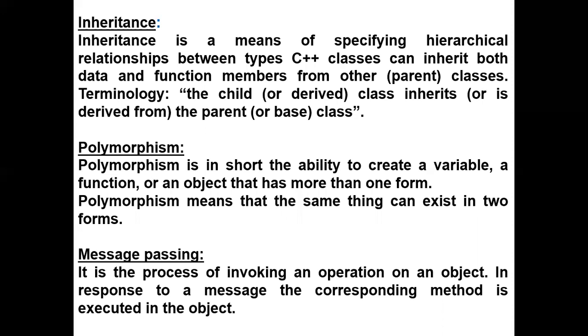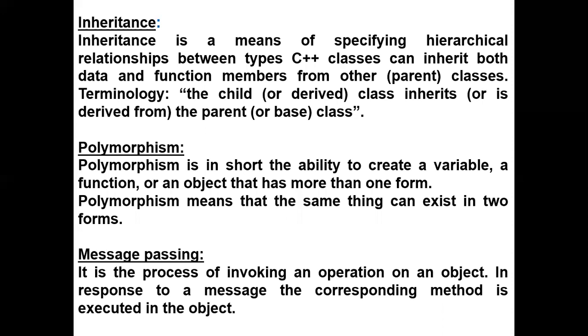In polymorphism, we can say it is the ability to create a variable, a function, or an object with more than one form. Means if we are creating a function, draw, and if we give a radius, then we can draw a circle. If we give length and breadth, then we can draw a rectangle. Means with one function, you can create more than one form. Poly means more, morph means form, from different inputs.